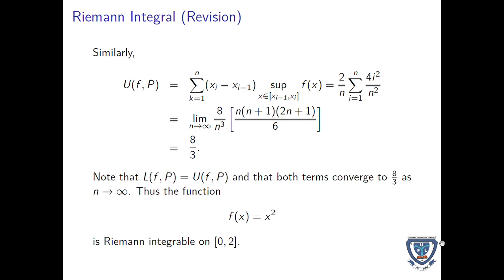Similarly, for the upper Riemann sum, when you multiply the interval by the supremum and sum, you also get 8 over 3. So note that the lower Riemann sum is equal to the upper Riemann sum, and both converge to 8 over 3 as n goes to infinity. Thus, the function f of x equals x squared is Riemann integrable on the interval 0, 2.